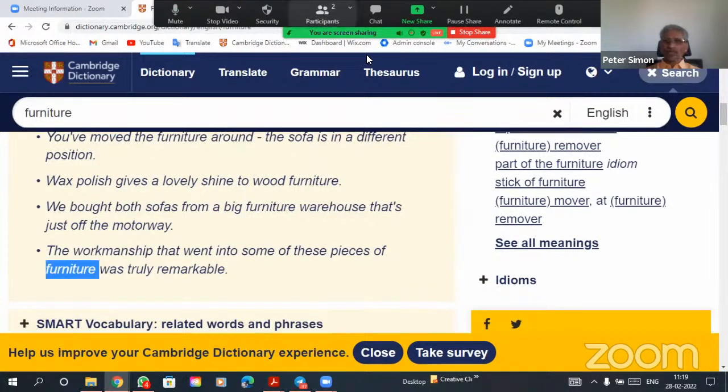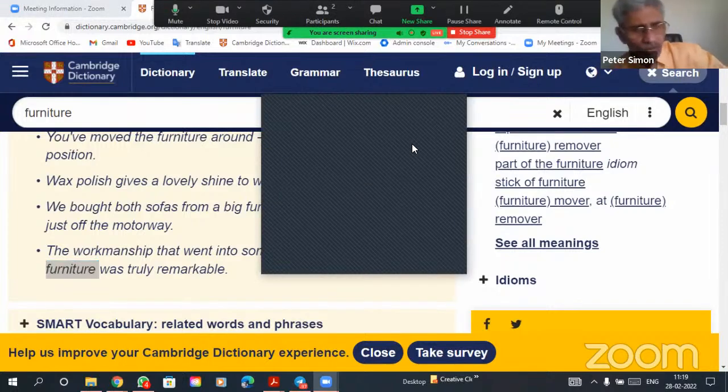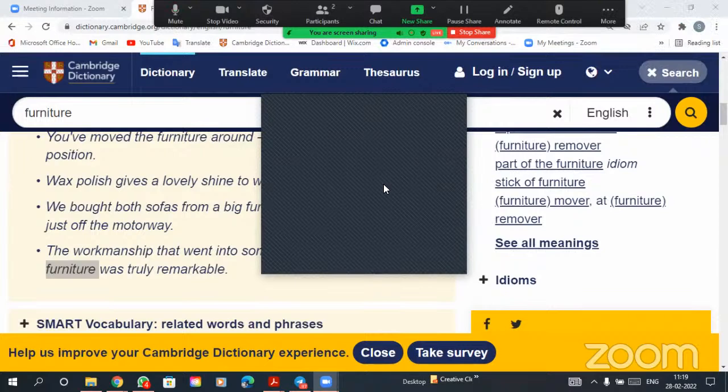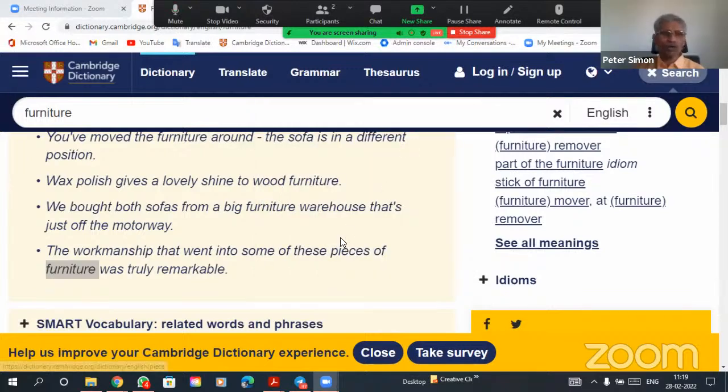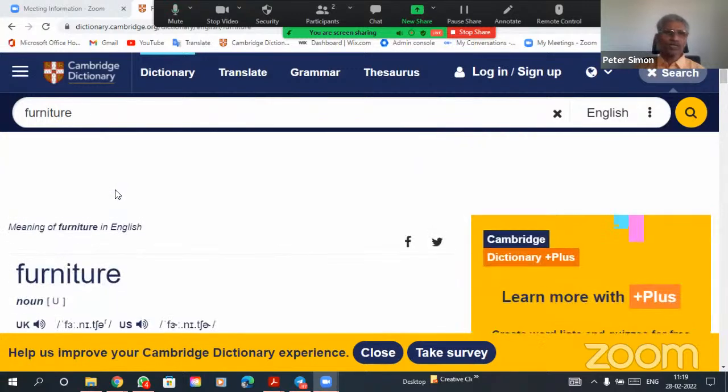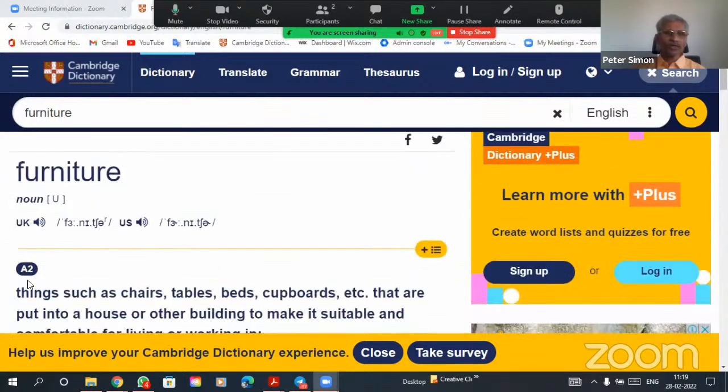Do you understand what is uncountable and countable, Renita? Yes, sir. So never use S for uncountable nouns. You go to the dictionary and you see there. S should not be used for uncountable nouns. You're not supposed to use S for that. Remember that. Next.